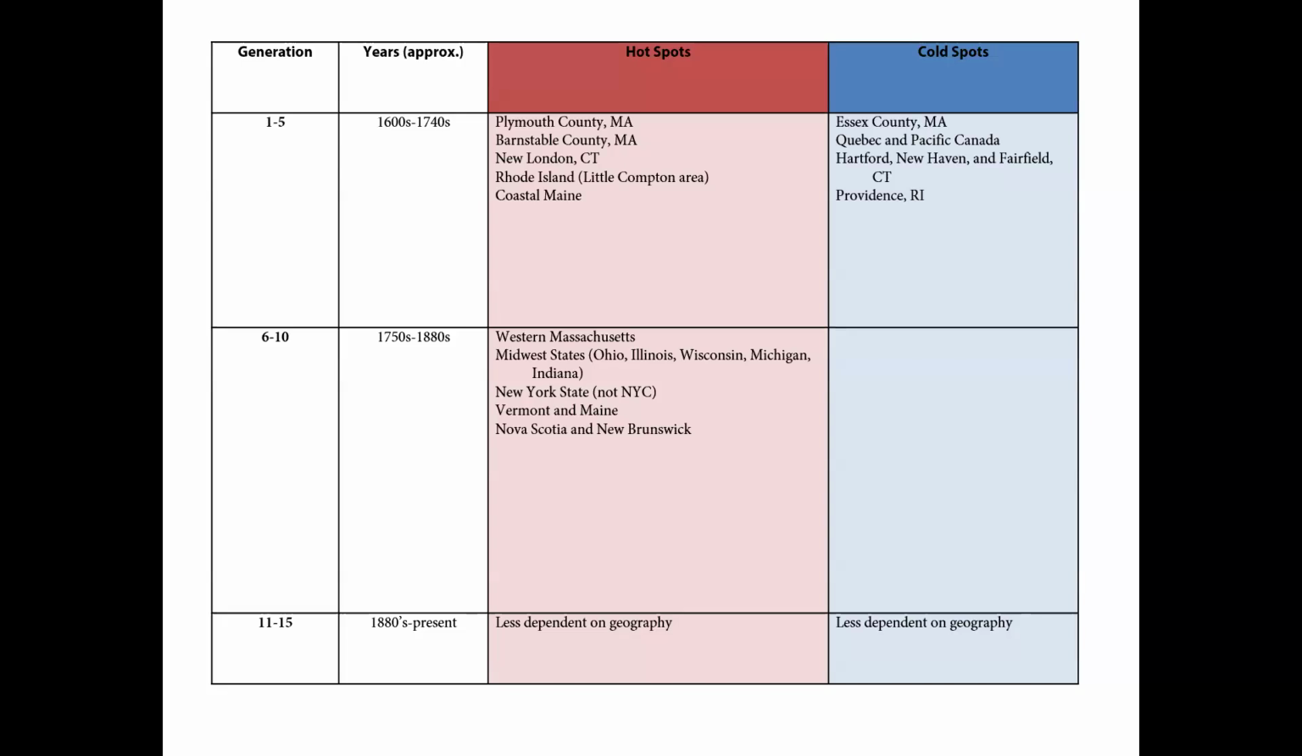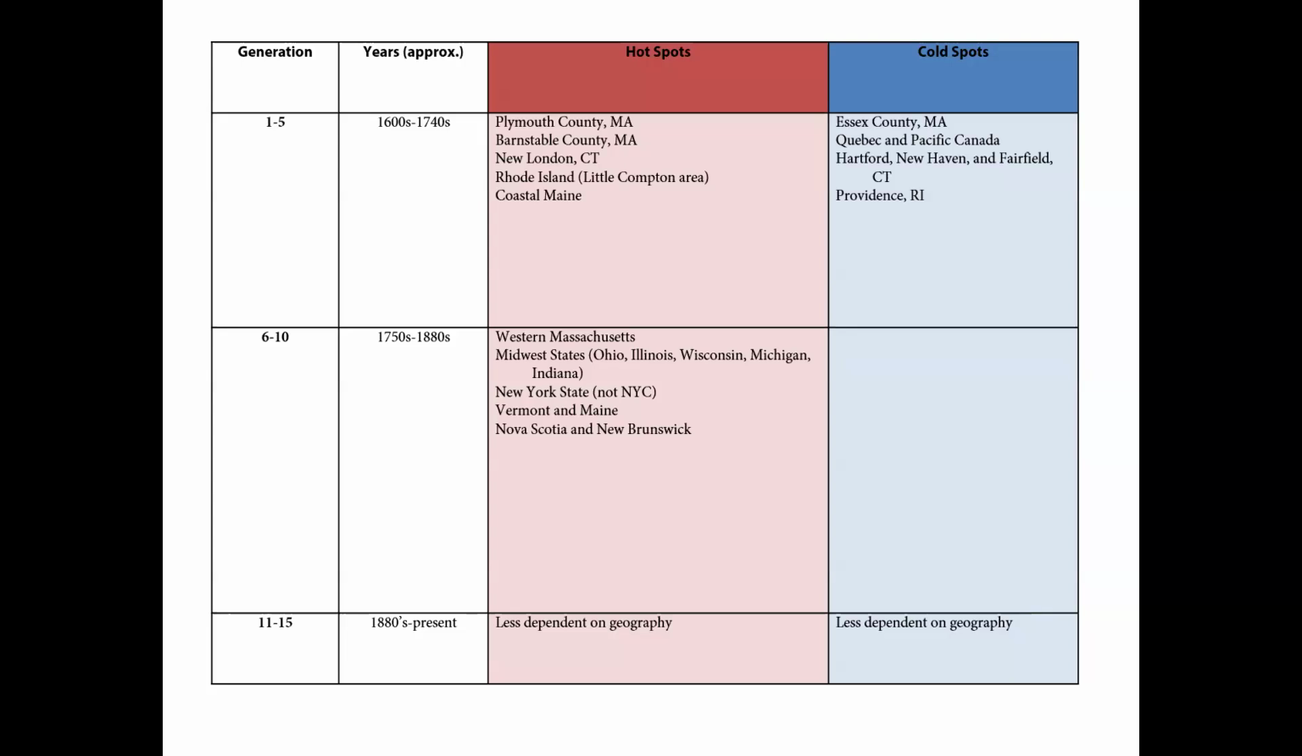As you move through the next few generations, after you leave the 1600s and 1740s, you're getting into generations 6 to 10, which is approximately the 1750s to 1880s. Your hotspots are now showing up anywhere, like Western Massachusetts, the Midwest, New York State but not New York City, Vermont, Maine, and even parts of Atlantic Canada, such as Nova Scotia and New Brunswick. There's not really a lot of cold spots at this time because we are seeing this westward migration happening.